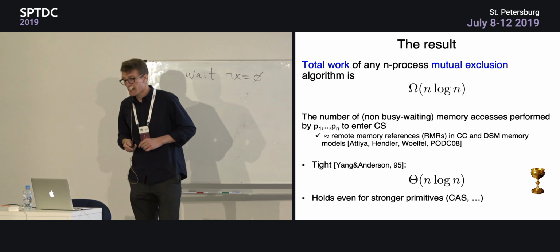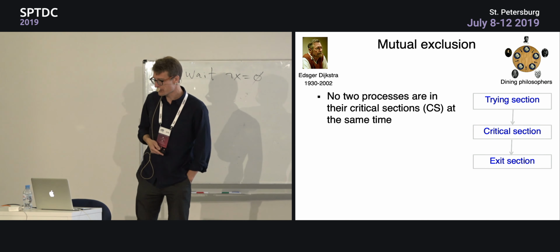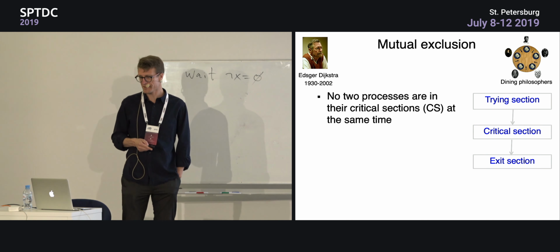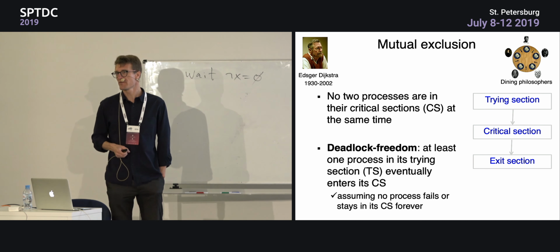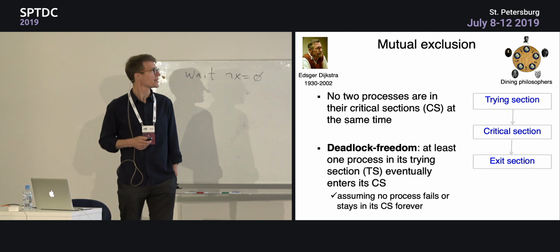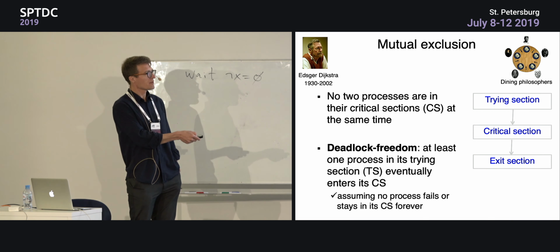Okay, well, mutual exclusion, you already know what it is. You have to ensure no two processes are in the critical section at the same time. And we're only interested in deadlock freedom. If there is some process in the trying section, you pass through the trying section, go to the critical section, then the exit section, and we never come back.